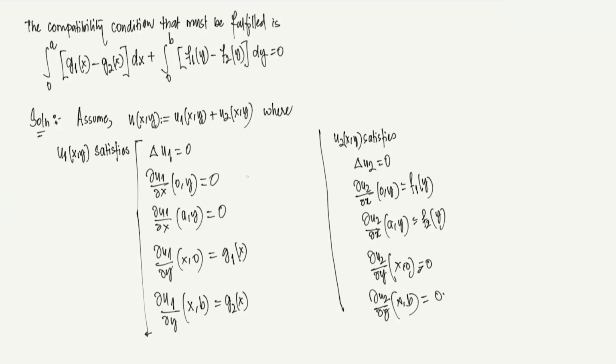Now, of course, this is again a Neumann problem. You see, let's call it 4. Let's call this 5. 4 and 5 are again Neumann problems. So there is a compatibility condition. Yeah, let me write it down. The compatibility condition. I will just write it like this.